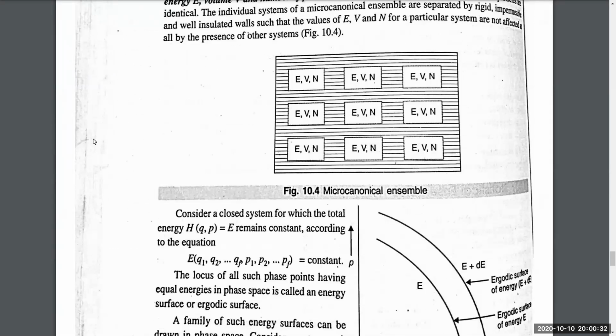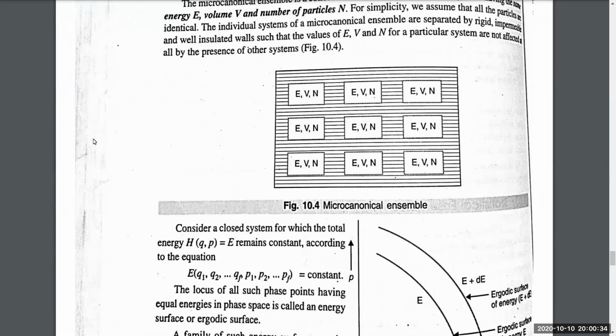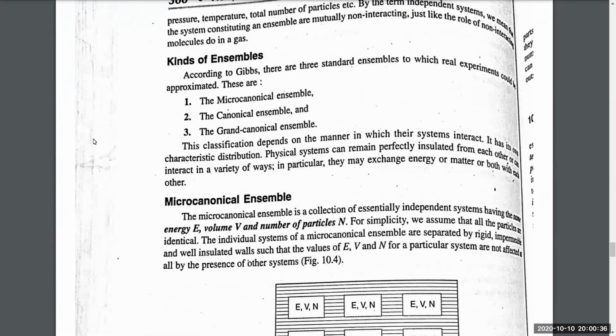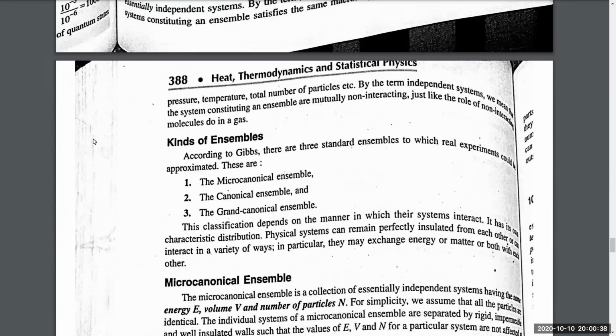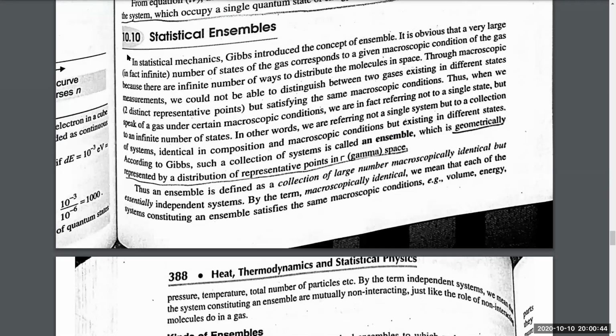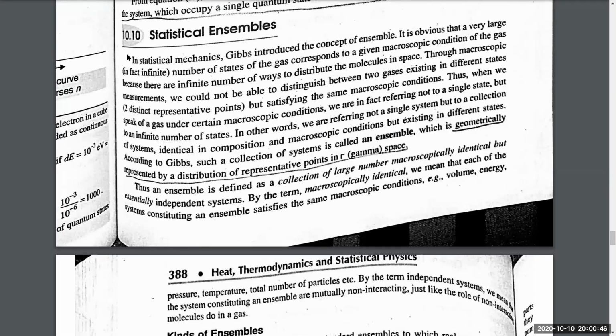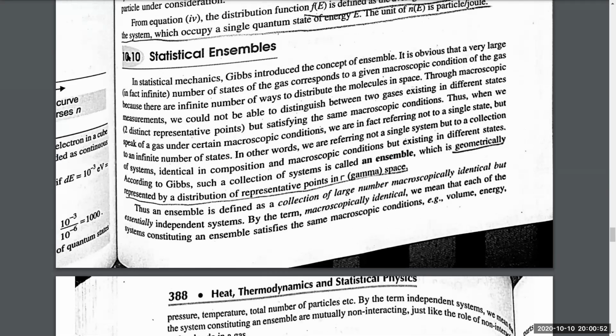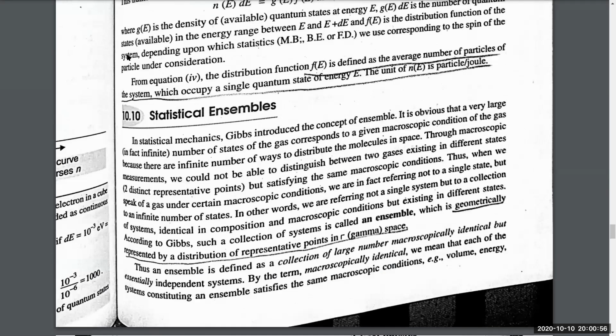So okay, we know that there are three ensembles, and before that, I think I should read this paragraph. It will better make you understand what is the use, what is the requirement of having an ensemble. Okay, so let me read this.